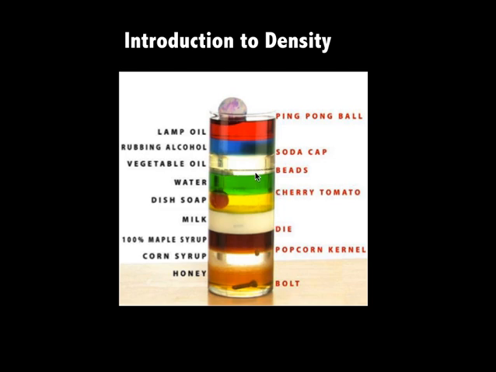So this picture here shows you a column of different densities. You should remember that the substances sitting on the top are going to have the lowest density. They're going to be the least dense. We think of a ping pong ball as being something that has very little density, whereas the bottom layer here, the honey and probably the lead bolt, are going to be very dense objects.